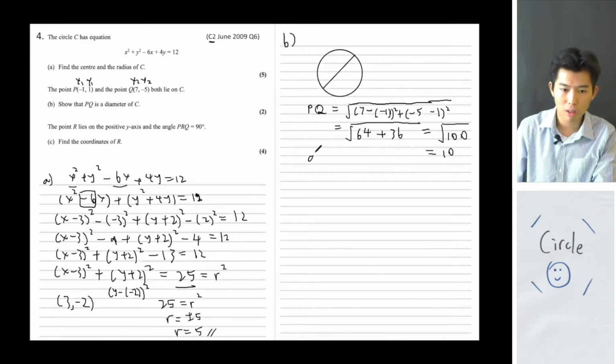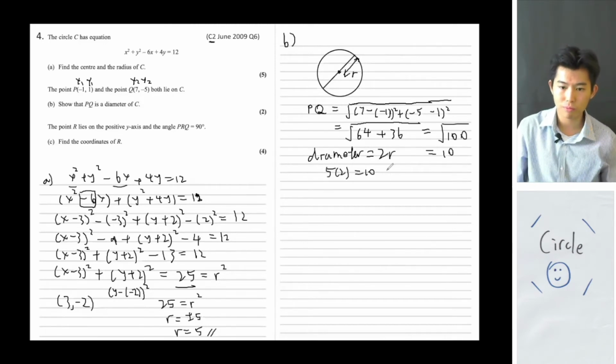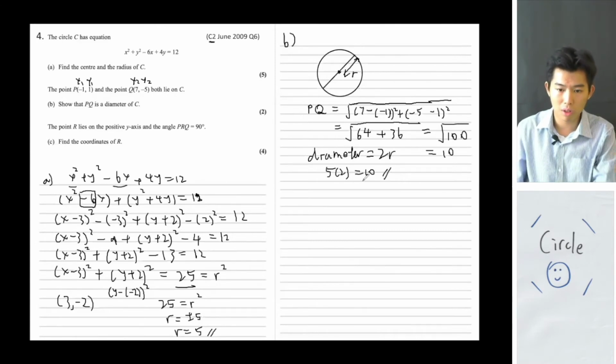Diameter would be twice the length of the radius. Let's say this one here is the radius, and diameter will be twice the length of the radius, so it will be 2r. Therefore, 5 times 2 equals 10. And so PQ is the diameter of C.